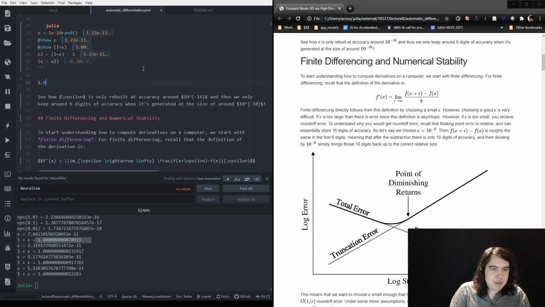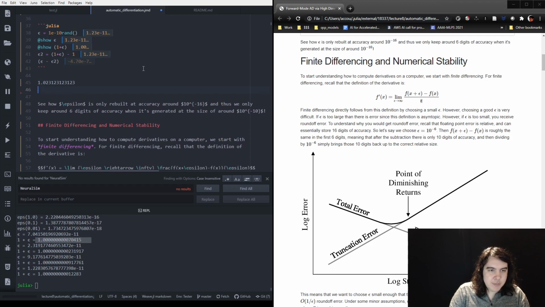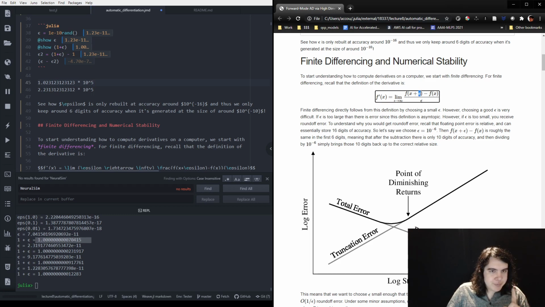You have this process where you're taking a value and then you're taking another value times 10 to the fifth. You're taking two values that are nearby, and so what you want to do is make the epsilon as small as possible, right? You want to make the epsilon as small as possible because it's only going to give you the correct derivative when epsilon is close to zero, right?